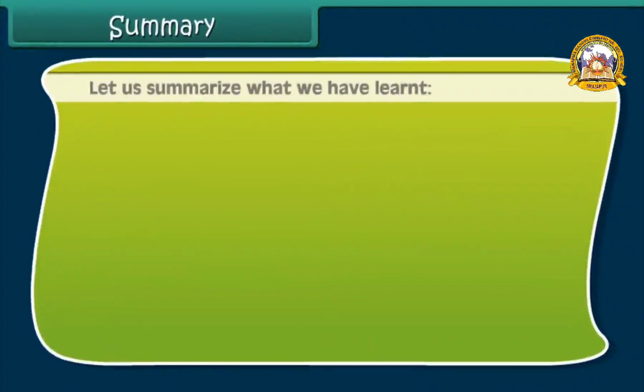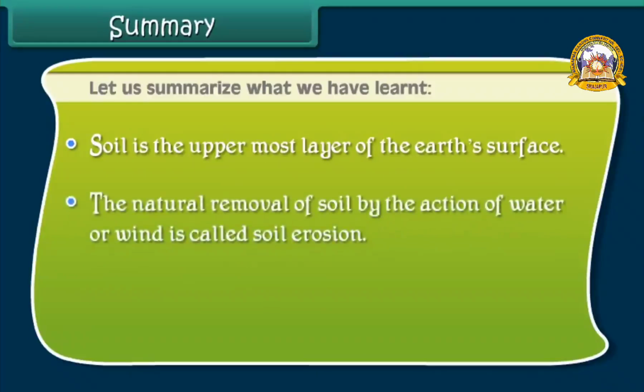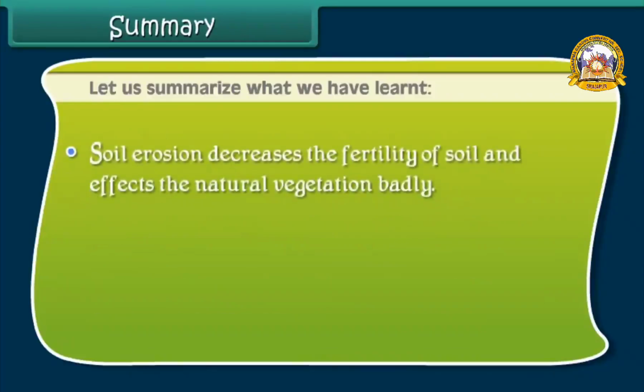Summary. Let us summarize what we have learned. Soil is the uppermost layer of the earth's surface. The natural removal of soil by the action of water or wind is called soil erosion. Water and wind movements along with human activities are responsible for soil erosion.